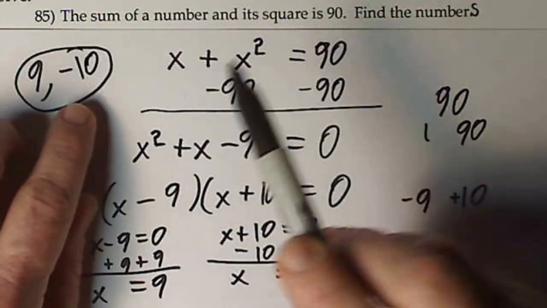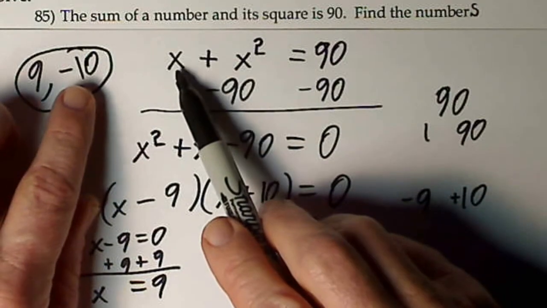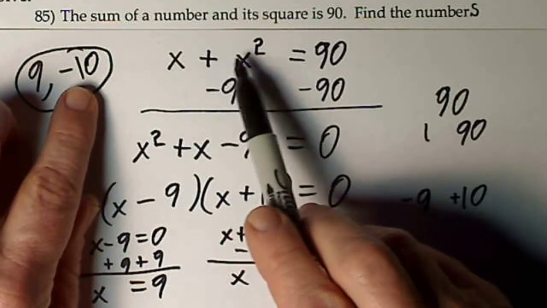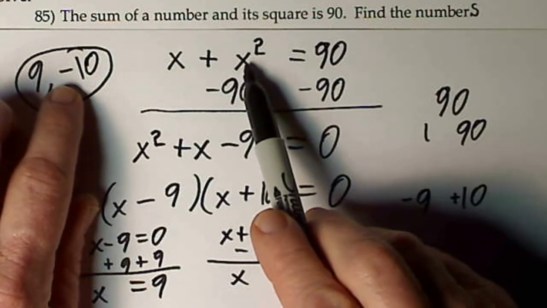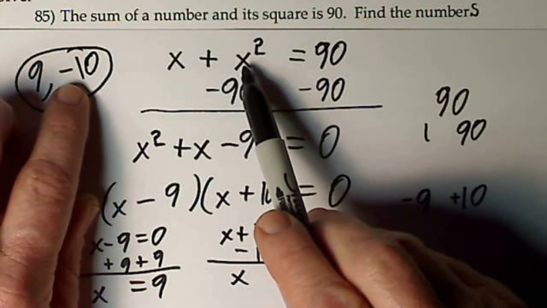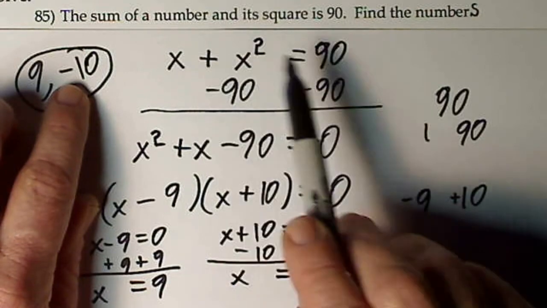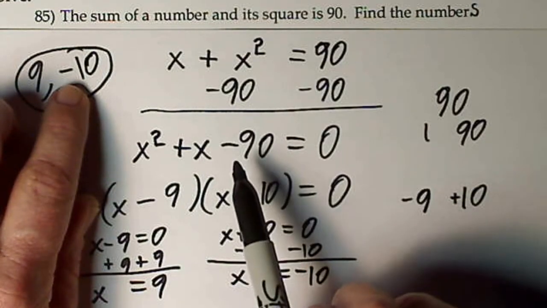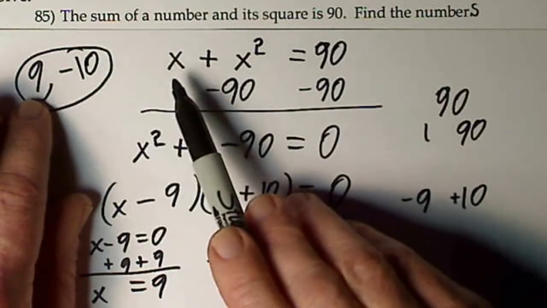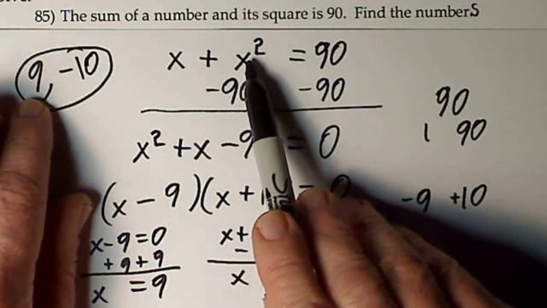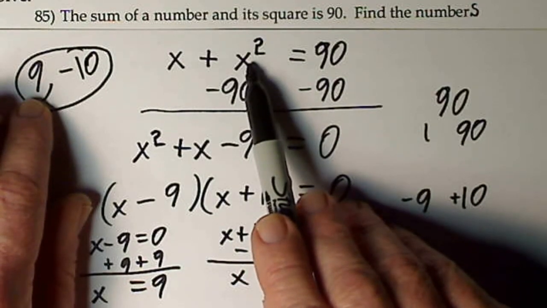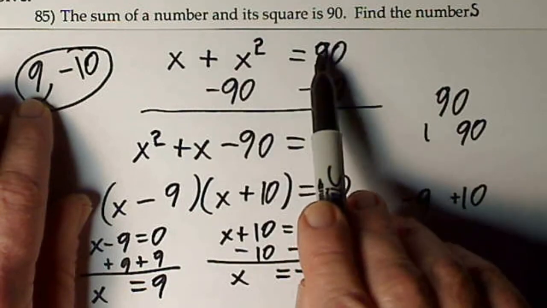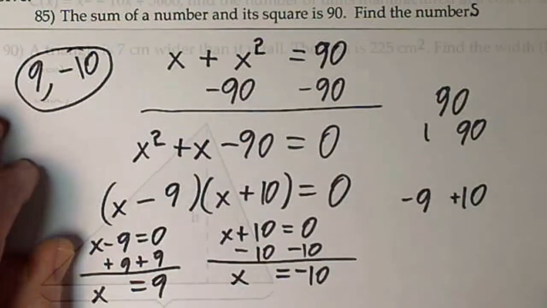And notice if you plug them in, you'll get a true statement. Negative 10 plus negative 10 squared, that would have to go in parentheses, so that would be 100. If you subtract 10, you get 90. Okay, so that would work. And a 9, if you plug in a 9 plus 9 times 9 is 81. 81 plus 9 is 90. So there's two answers to that.